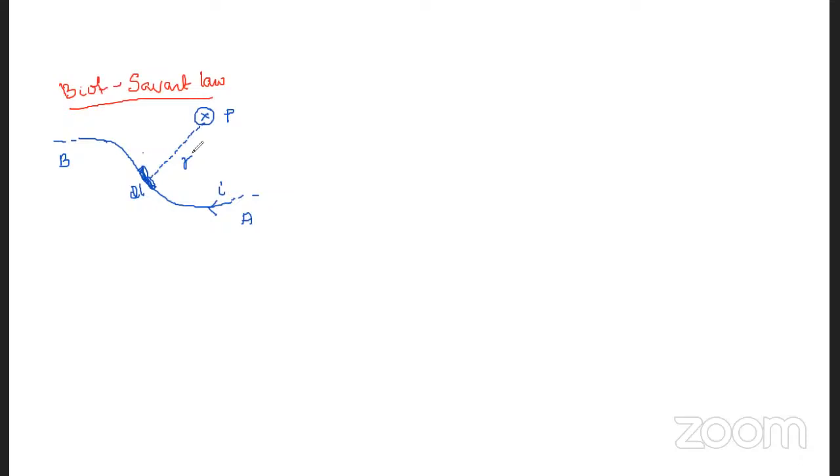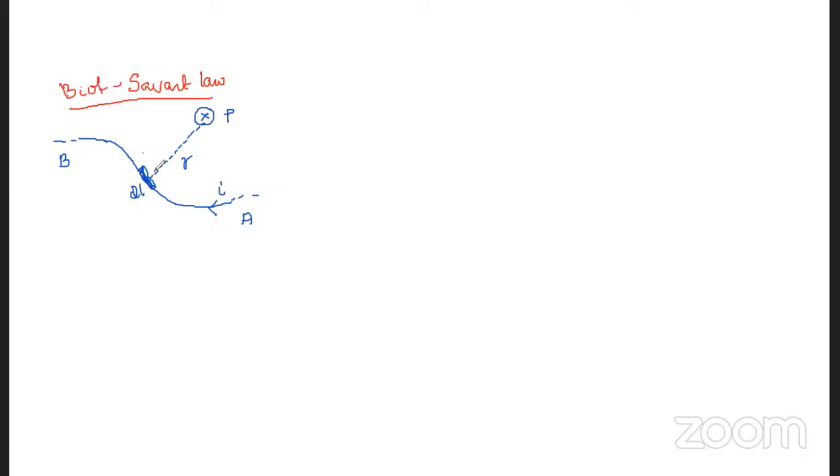So now we have considered a small element dl. This is the length of one such small element, and it is at a distance r from the point P. Let r be the displacement vector from the element to the point P. Biot and Savart observed that dB at point P due to a small element dl of a current carrying conductor depends upon the following factors.